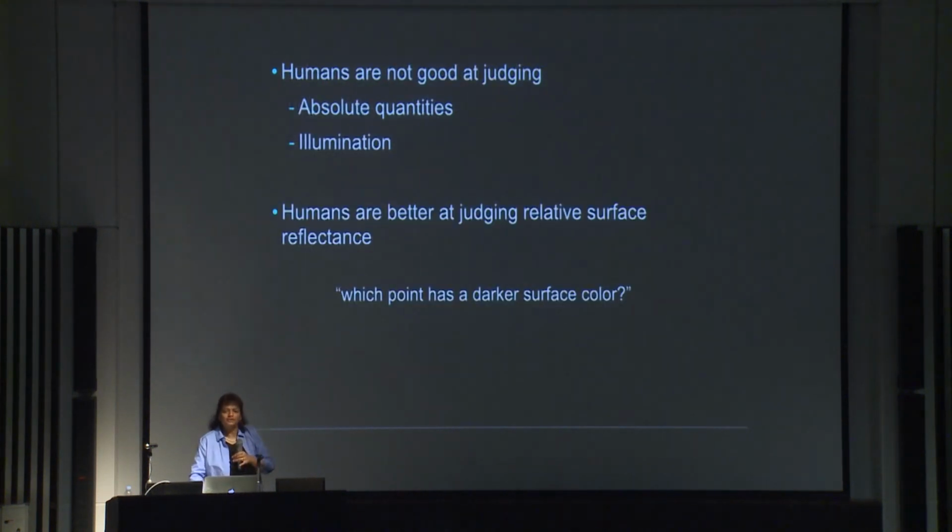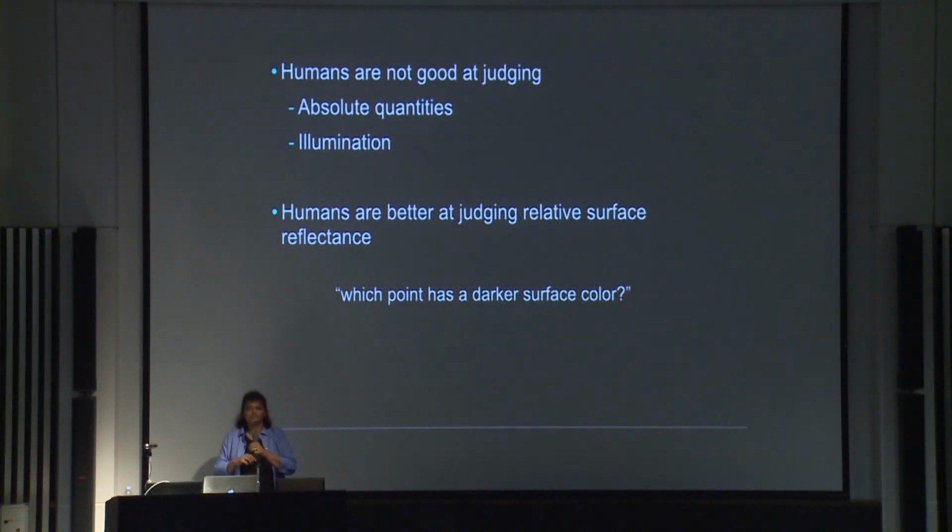So the first question to ask, and the title of the slide, is what judgments should we collect? So what should we ask humans to do? Humans aren't very good at absolute values in images. They aren't very good at illumination. We've played a lot with illumination, and they're not very good at it. They are better, still not very good, but they are better at judging relative surface reflectance.